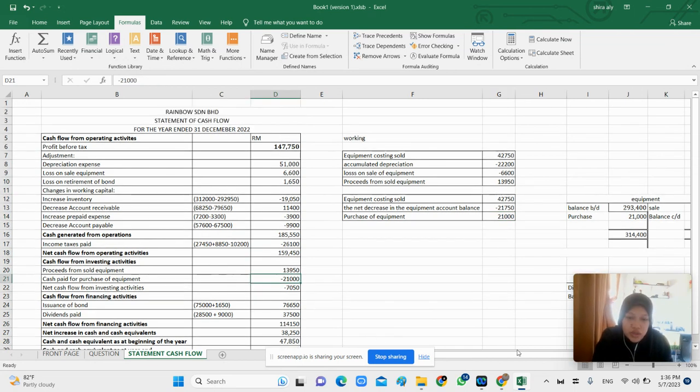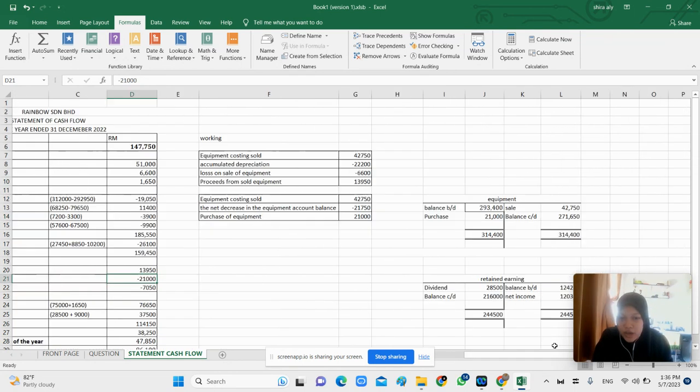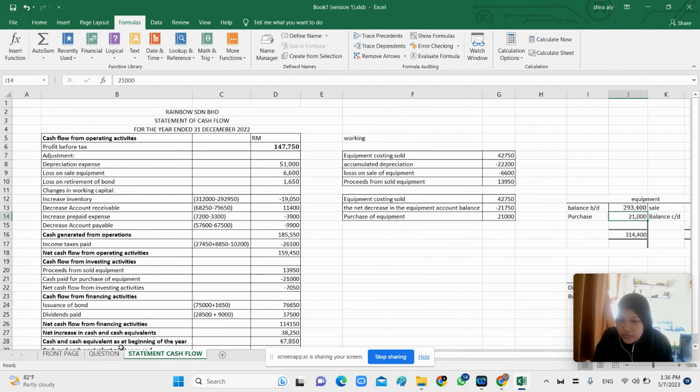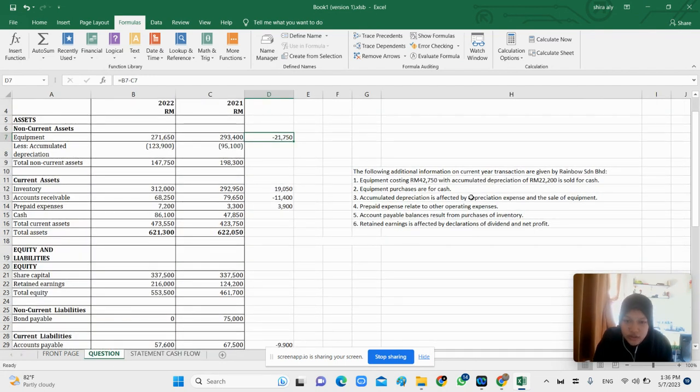If we want to be more careful, to check whether it is correct or not, we can do a T account for equipment, and then we will get a purchase here.